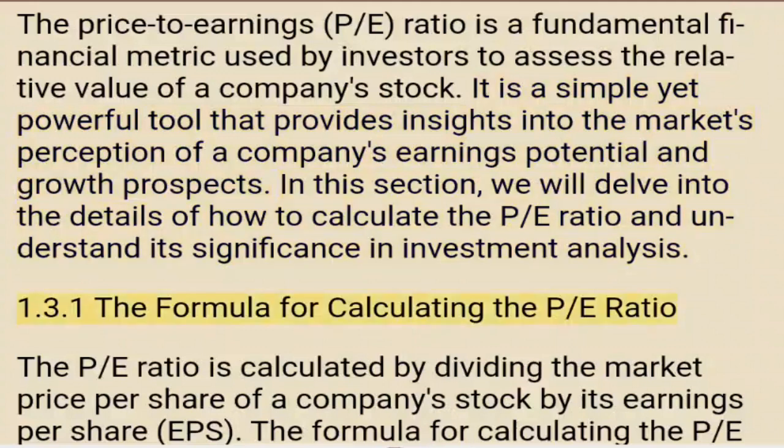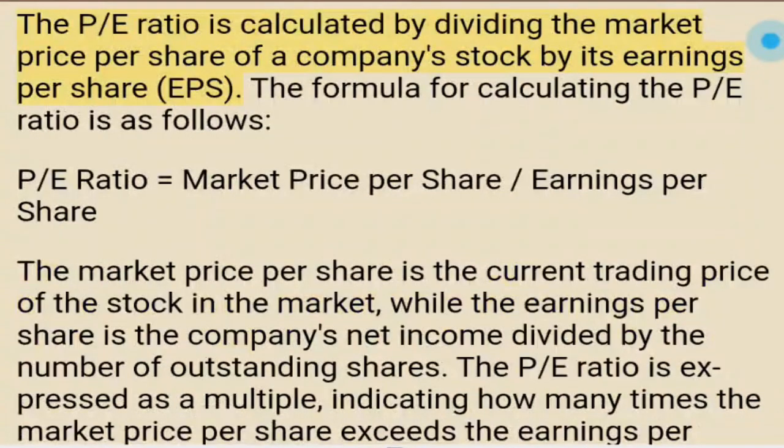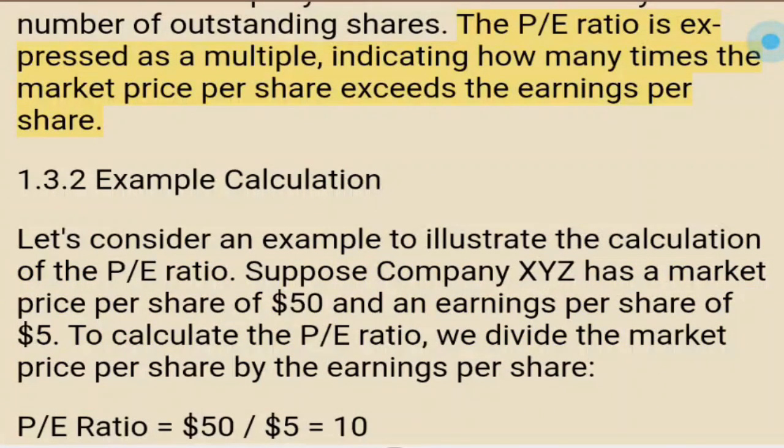1.3.1 The Formula for Calculating the P/E Ratio. The P/E ratio is calculated by dividing the market price per share of a company's stock by its earnings per share (EPS). The formula for calculating the P/E ratio is as follows. P/E ratio equals market price per share divided by earnings per share. The market price per share is the current trading price of the stock in the market, while the earnings per share is the company's net income divided by the number of outstanding shares. The P/E ratio is expressed as a multiple, indicating how many times the market price per share exceeds the earnings per share.